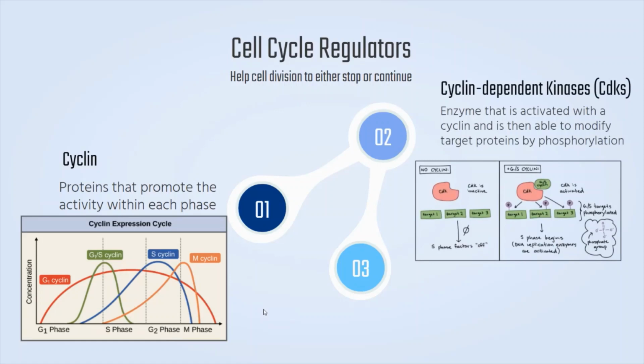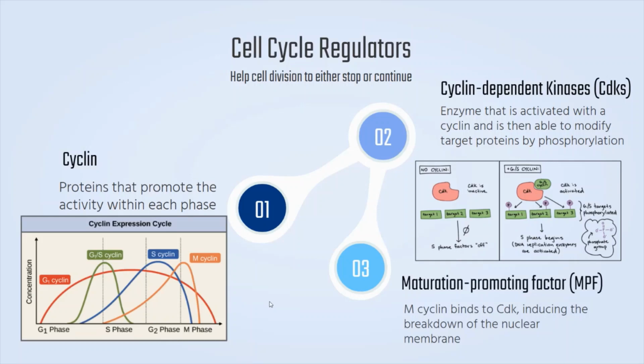And cyclin-dependent kinases, or CDKs, are enzymes that are activated by a cyclin and is then able to modify target proteins by phosphorylation. An example of a cyclin-dependent kinase is the maturation promoting factor, or the MPF. In this, the M cyclin will bind to CDK, which induces the breakdown of the nuclear membrane.